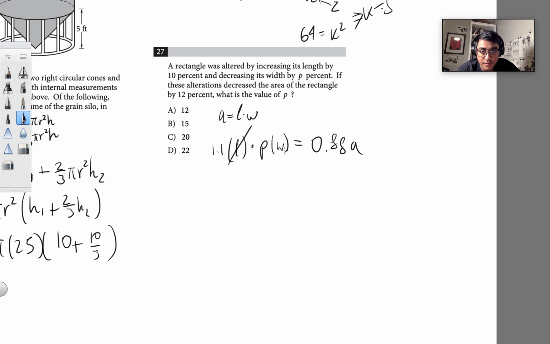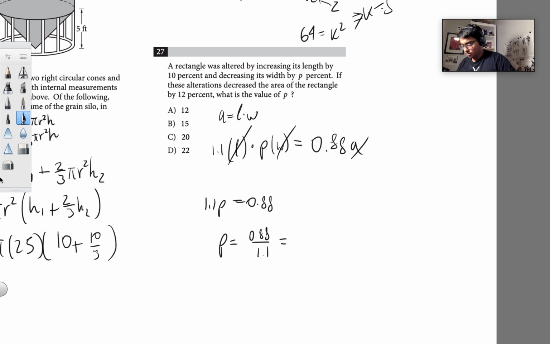But we don't need these variables. So we can just simplify it to 1.1 P is equal to 0.88. Now we just have to divide 0.88 divided by 1.1, which is equal to 0.8. So that means there's a 20% decrease in the width if there's 0.8 remaining. So let's see.